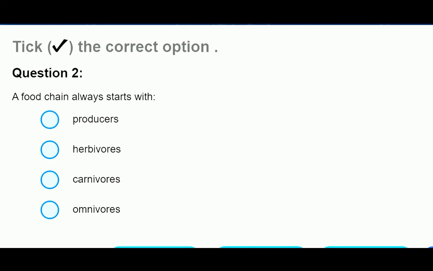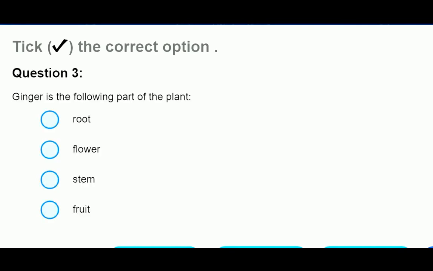Answer is producers. Now we are going on third question. Ginger is which part of the plant? First option is root. Second is flower. Third is stem. And fourth, fruit. We have to find what is the right option of it. Right option is stem.